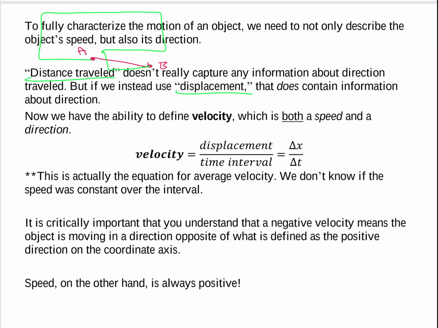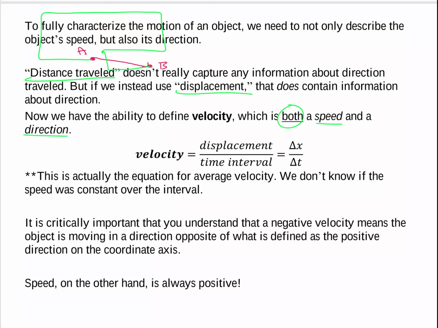All right, so we have the ability to define velocity now, which is both speed and direction. Speed is great. We like to know how fast something is going. But we also like to know which way it is going, okay? And that's where velocity comes into play for us. We use velocity all the time. Sometimes speed is fine, but velocity is very important. We want to know which way it's going.